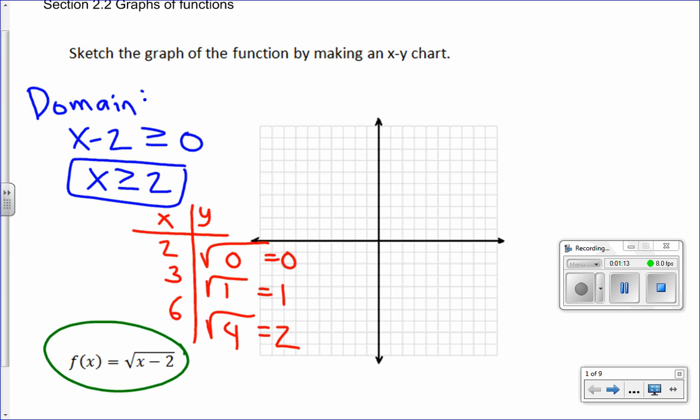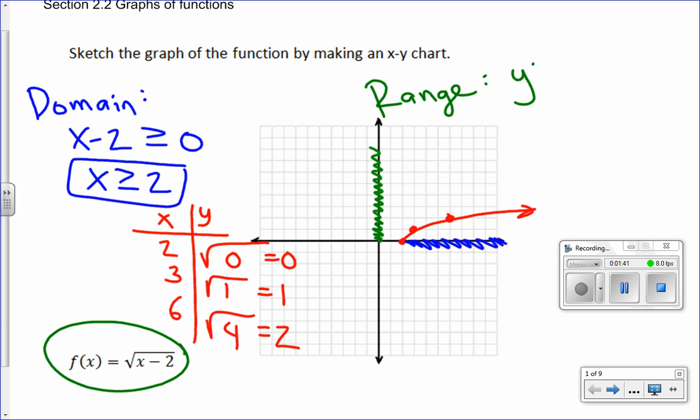So let's go ahead and plot these ordered pairs: (2, 0), (3, 1), and (6, 2). Connecting these with the square root curve gives me this graph. We can see that the domain is indeed all real numbers greater than or equal to 2. And this would be a good time to look at the range. The range is just your possible output values, or your y values. So if we project this onto the y-axis, we're going to recognize that the range is all y values greater than or equal to 0.